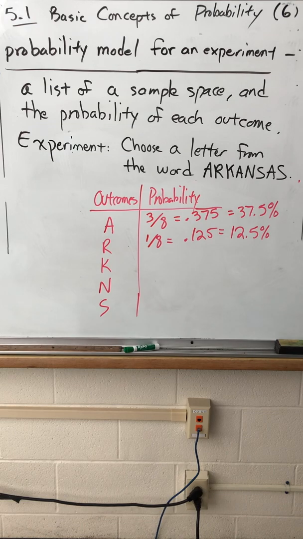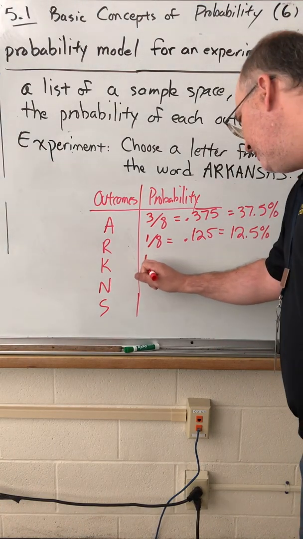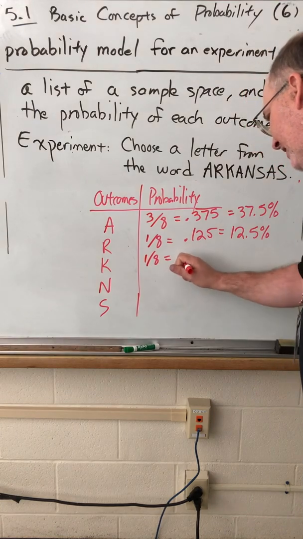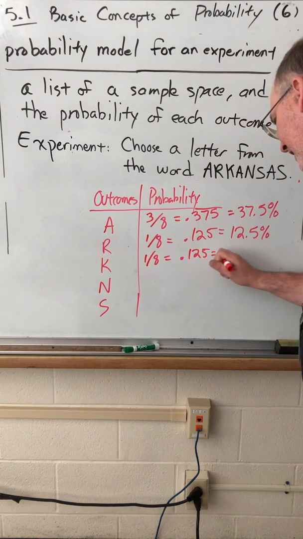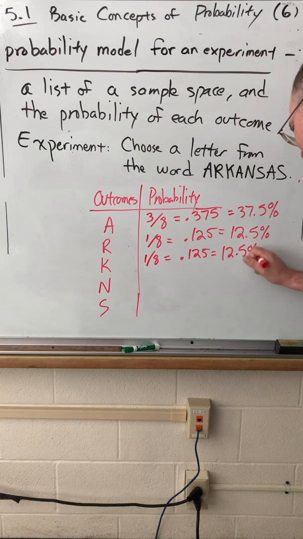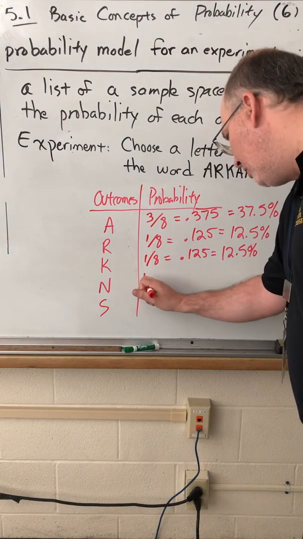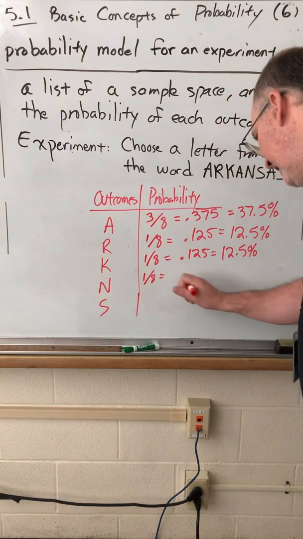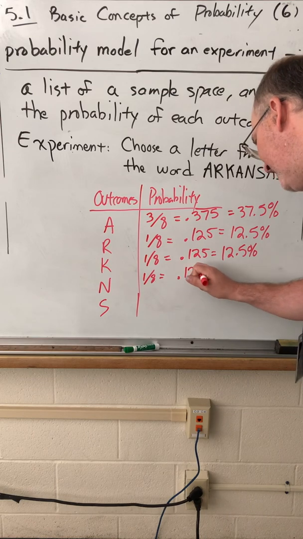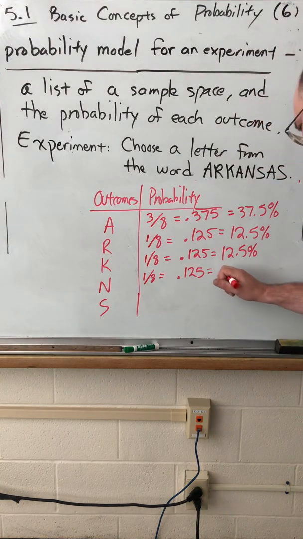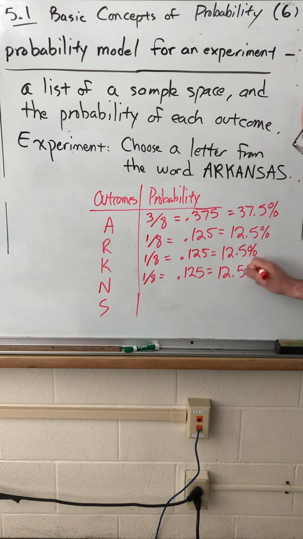All right. Hopefully you paused the video and tried to complete the rest of the table on your own. For the outcome K, it's going to be the same as for the outcome R. Why? Because each one of those only shows up once. So the probability of selecting K is 1 out of 8, which is still 0.125, which is still 12.5%. And the same thing for the N. There's only one N in the word Arkansas. And so its probability will also be 1/8, or 0.125, or 12.5%.